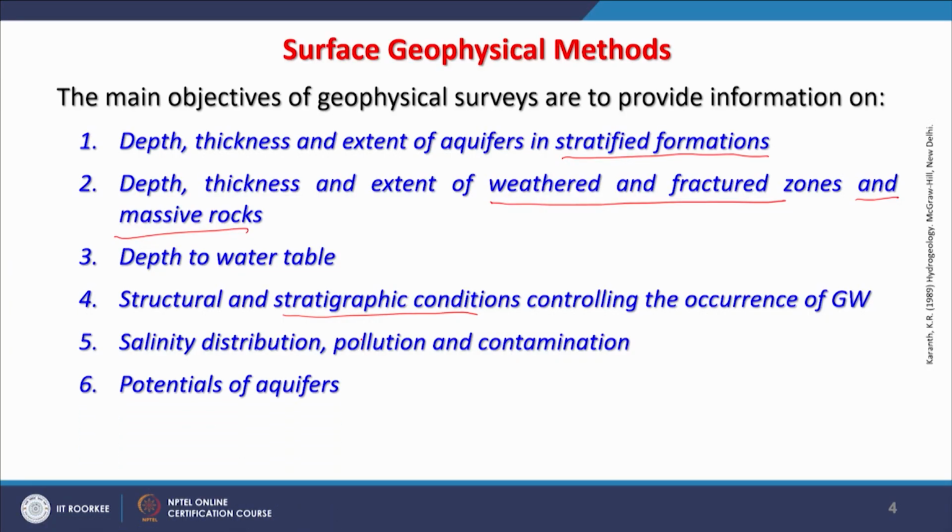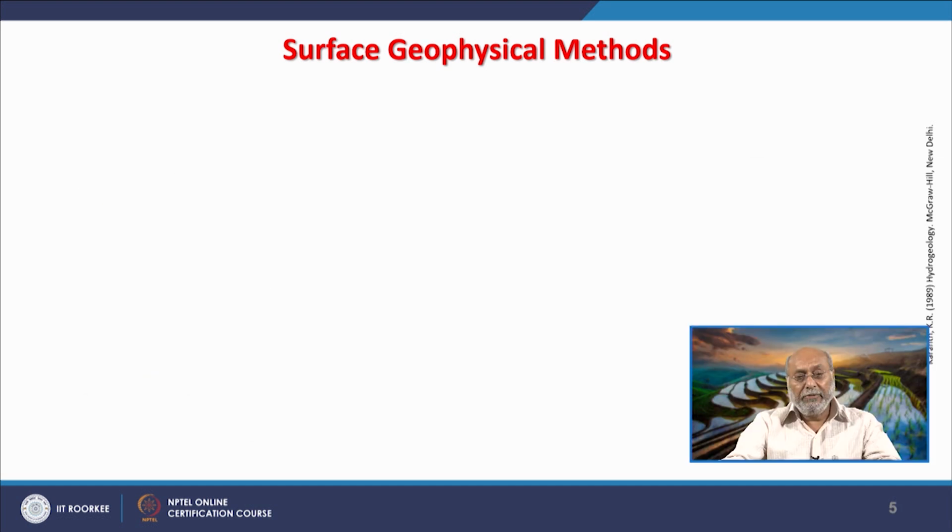So, that kind of information can also be given. And the potentials of aquifers, what kind of aquifers are there and what are the potentials of those aquifers, how much water will yield through our wells and so forth. And of course, the movement of groundwater, how water flows from one place to another, that kind of information can also be extracted or interpreted from geophysical data, which will come through our different geophysical surveys.